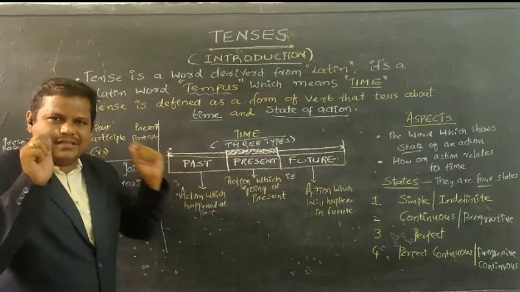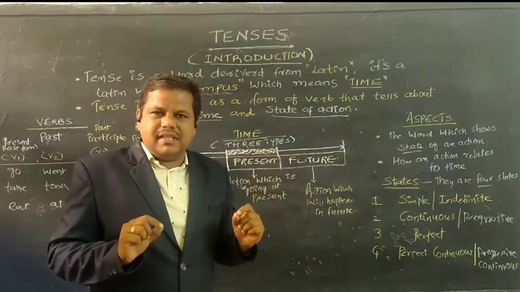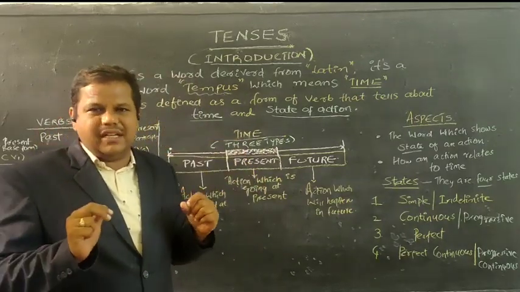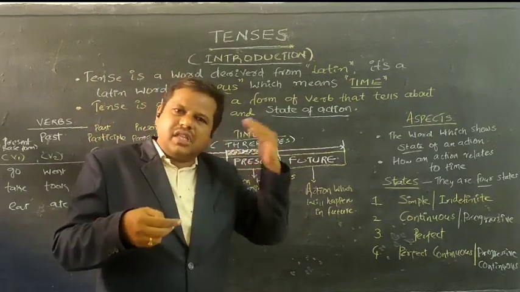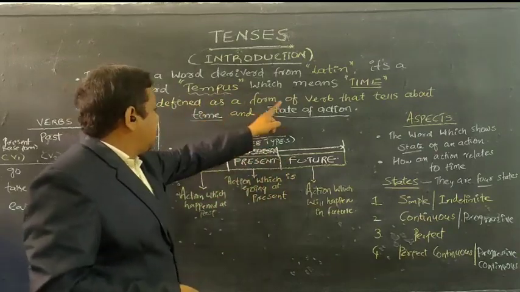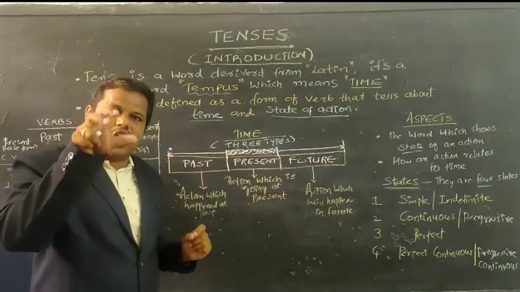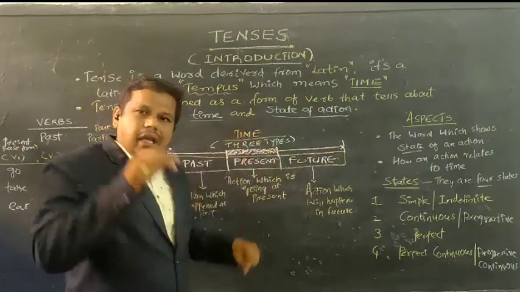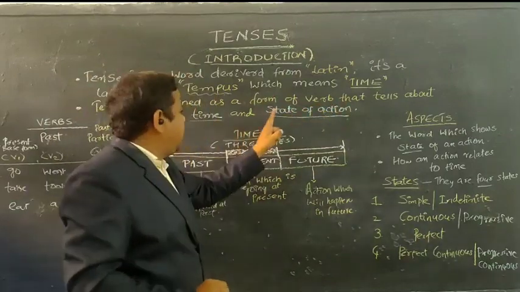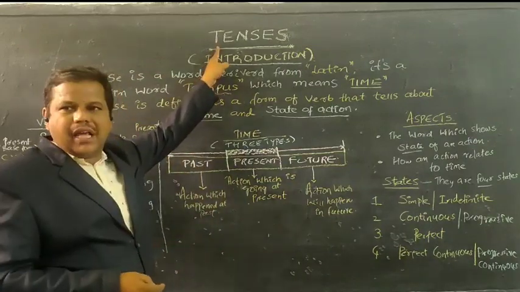What is the meaning of a tense? Tense is defined as a form of a verb. So, the verb is very important. You know very well, if you see the topic of verbs, you can understand how many types of verbs there are. It is defined as a form of a verb that tells about time. First, it talks about time, and it also states the state of an action. Means, it tells about time and the state of an action. So that is called what here?